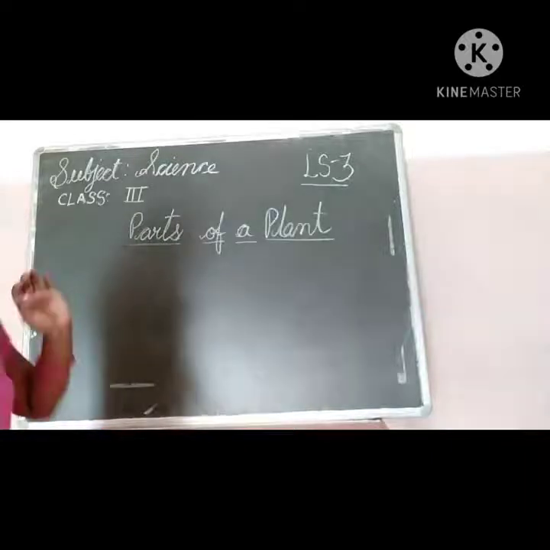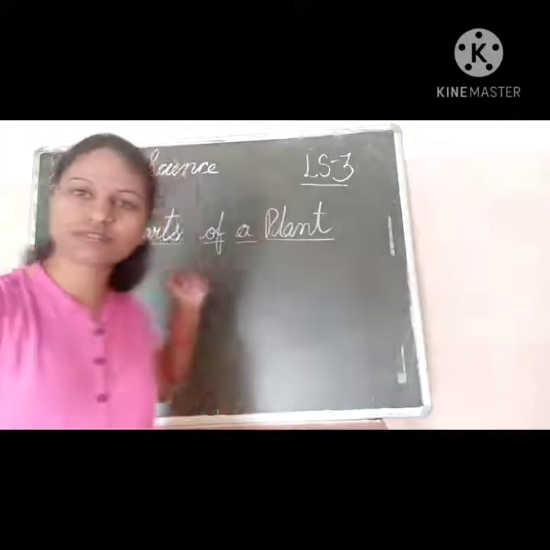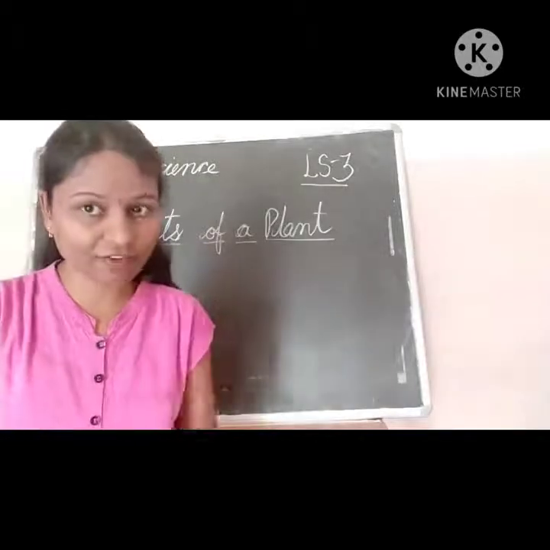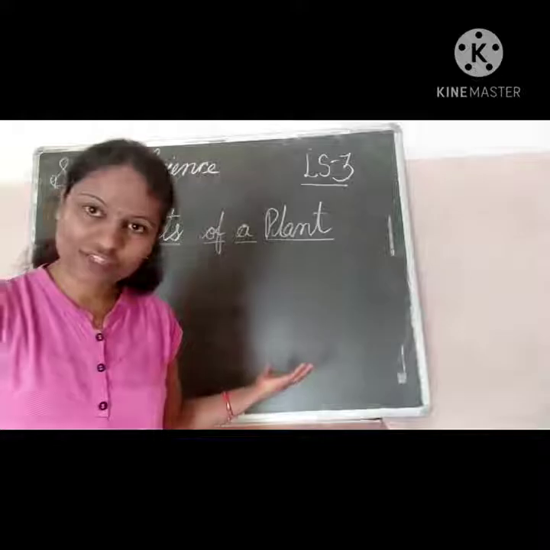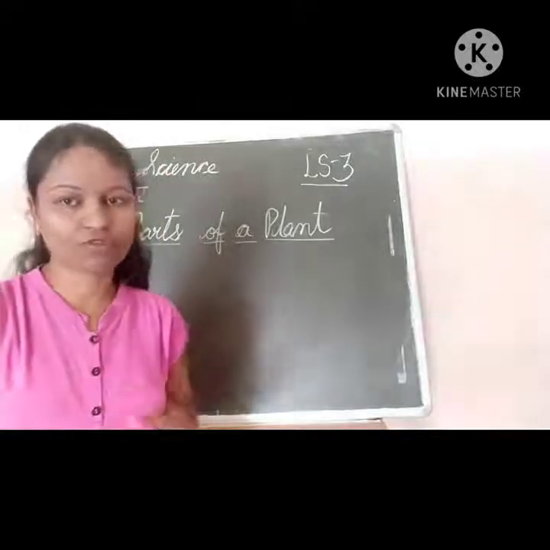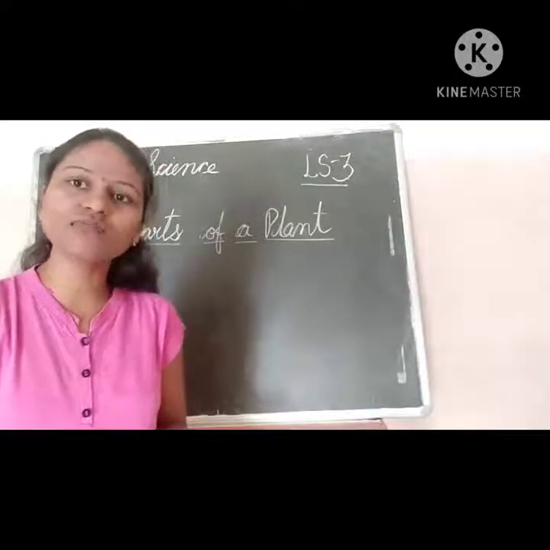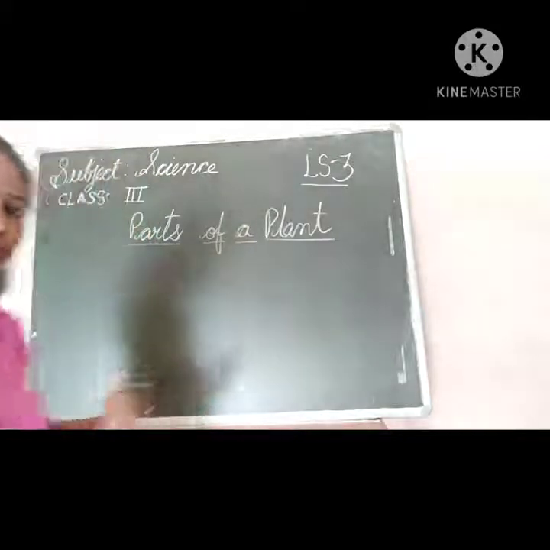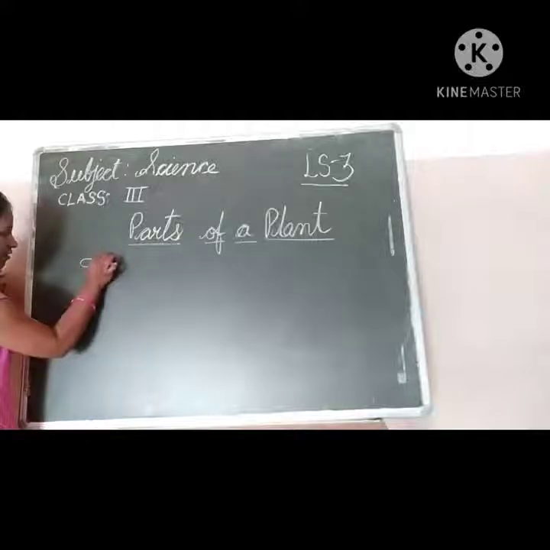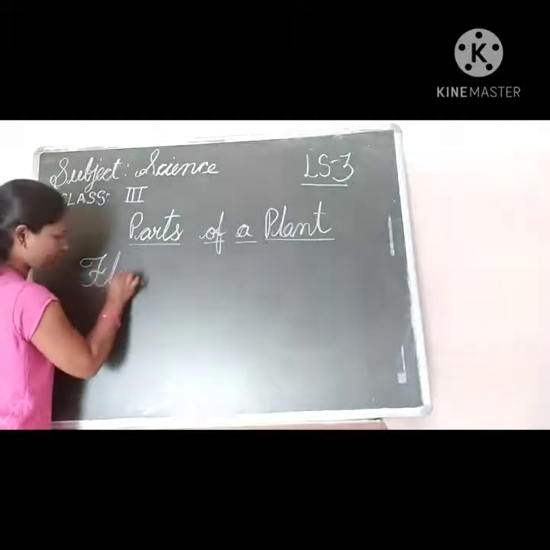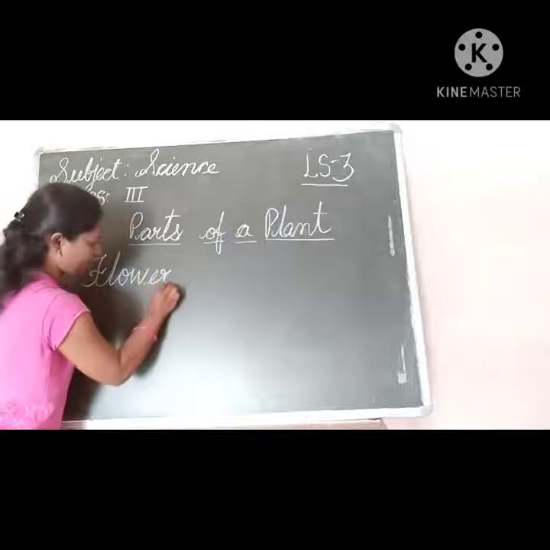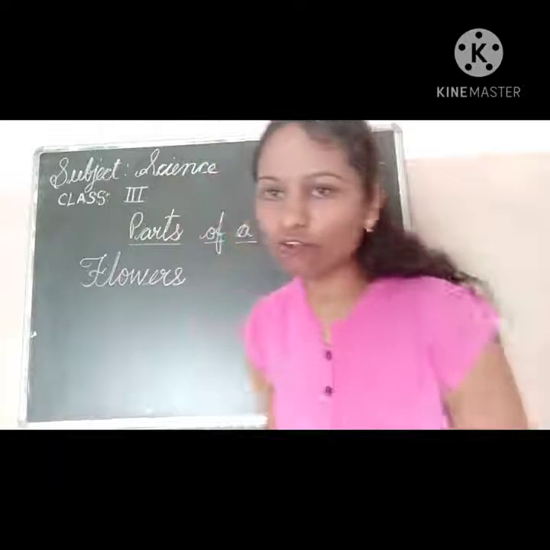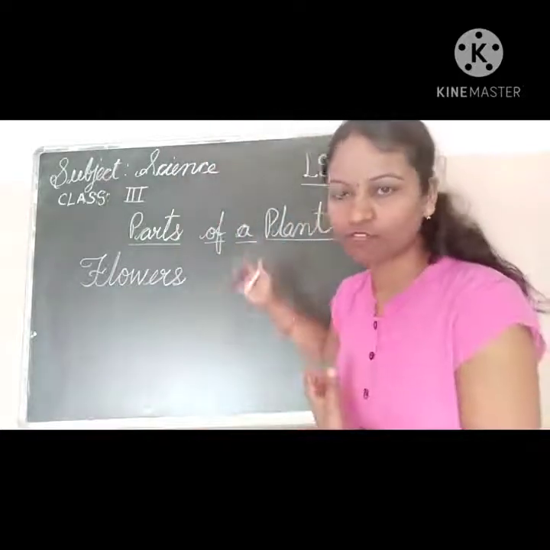Okay children, in this lesson we have completed what the different parts of a plant are and what their functions are, and in those functions we have completed the leaf also. So today I am going to talk about the flowers and fruits. You know, children, different flowers are there. Flowers are very beautiful and they are an attractive part of the plant.